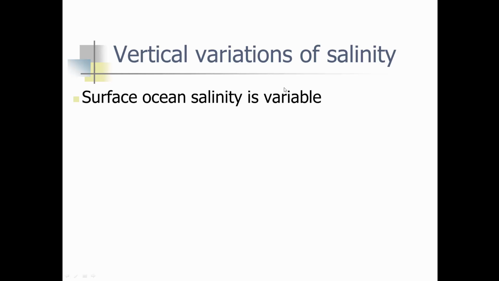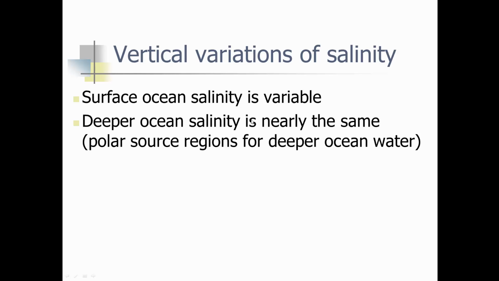Vertical variation in salinity. The surface of the ocean salinity is variable. Deeper ocean salinity is nearly the same. So whether you're in the tropics or the subtropics, or you're in the polar or subpolar regions, if you go down to the bottom of the ocean where the temperature is 4 degrees, we find the salinity is almost the same. Up at the surface, it's going to change again based on whether you're putting water into the ocean or taking water away. Polar source regions for deeper ocean water: the poles pretty much feed the deep ocean and keep the salinity the same.